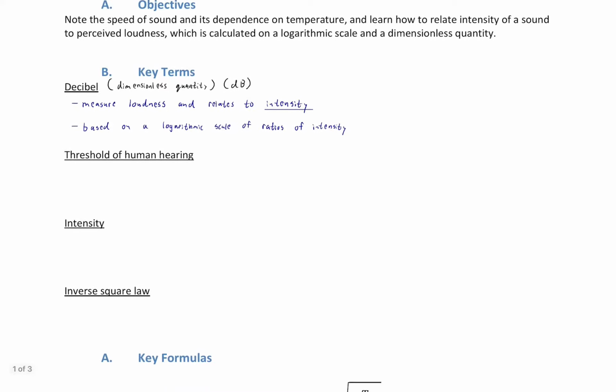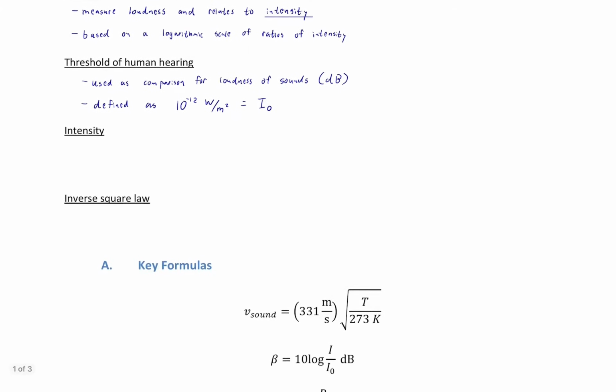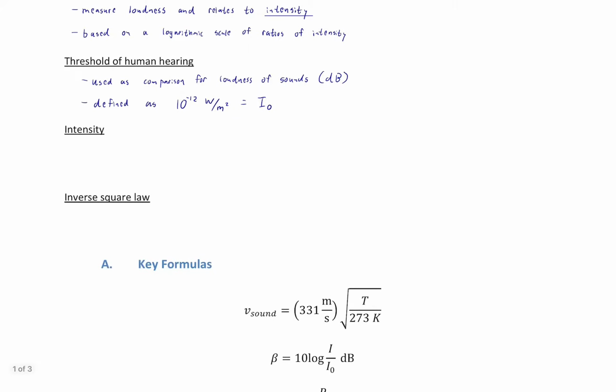Okay, so one thing you're going to see then is this idea of the threshold of human hearing. And what this is, it's used for comparison of sounds. It's how we actually compute and define the decibel. And it's equal to 10 to the negative 12 watts per square meter. And we call that I naught because that's the baseline intensity. That's the threshold intensity, okay? Because that's an intensity. So that's the actual official definition, right? That we're stuck at, it's just exactly 10 to the negative 12, okay?